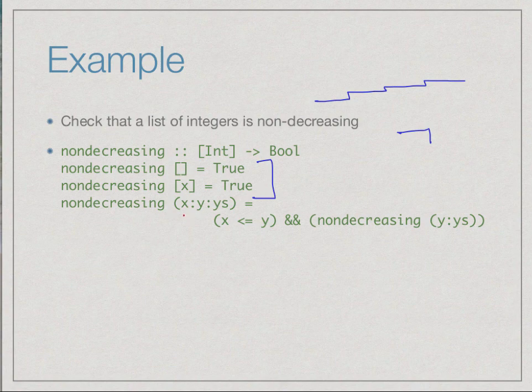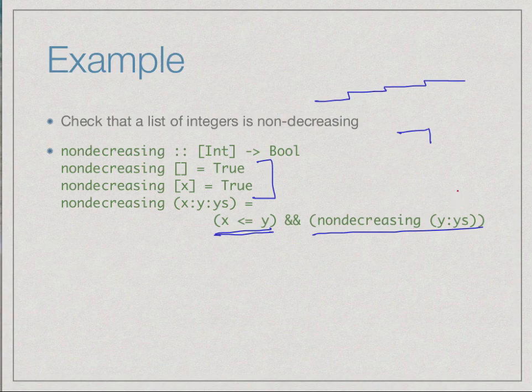And if it is 2 values or more, then we just check that the first pair of values is non-decreasing, that the second value is at least as big as the first. And inductively, we check that the tail of the list is non-decreasing. So this is our standard inductive way of defining this function.